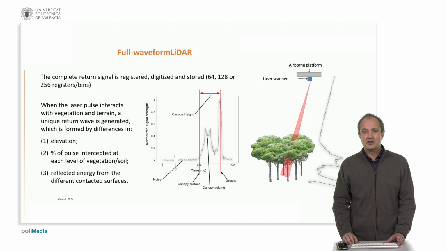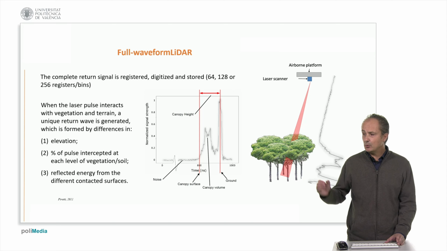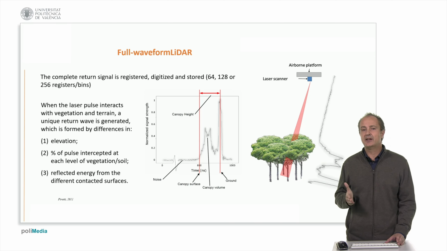In the full waveform Lidar systems, the complete return signal is registered, digitized, and stored, usually in 256 registers. So the laser scanner energy pulse interacts with vegetation and terrain, generating a complete wave based on difference in elevation, the proportion of pulse intercepted by the vegetation or soil, and the reflected energy from the surface elements. So at the end, we obtain a full wave characterizing the elements and objects above the terrain.